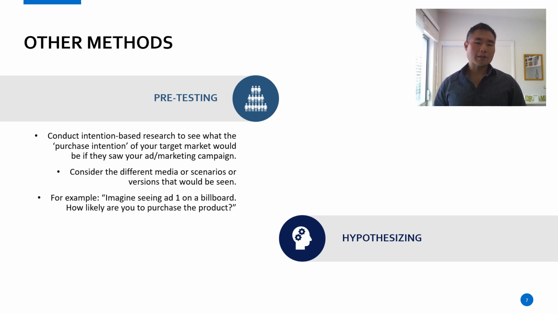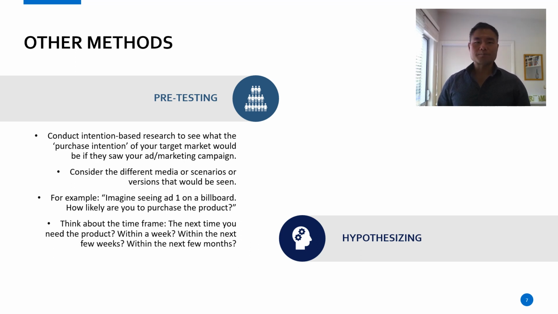So an example here would be, imagine seeing ad 1 on a billboard. How likely are you going to purchase the product? And then you may have other questions like, imagine seeing this other version, ad 2, on a billboard. How likely would you purchase the product then? And then you could go through the same process looking at the various media that you're proposing to use in your ad campaign, right? You should also consider things like time frames, right? So when you're asking them whether they would consider buying your product or not after seeing your ad, are we talking about within the next time they need that product, or are we talking about within a week, or in several weeks, or maybe after a month, right?